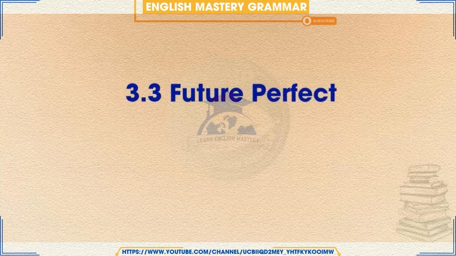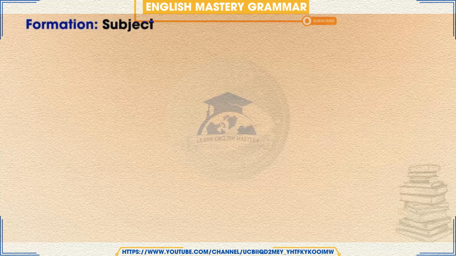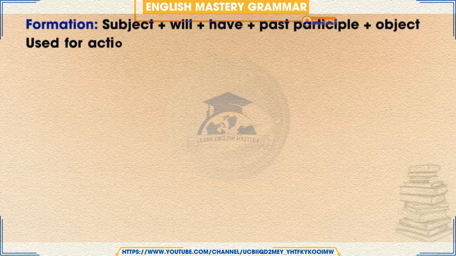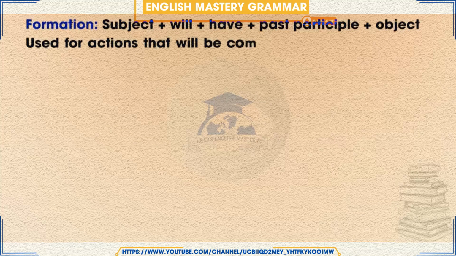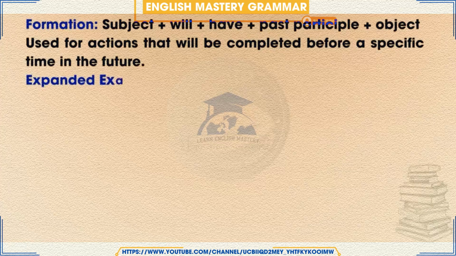3.3 Future perfect. Formation: Subject plus will plus have plus past participle plus object. Used for actions that will be completed before a specific time in the future.